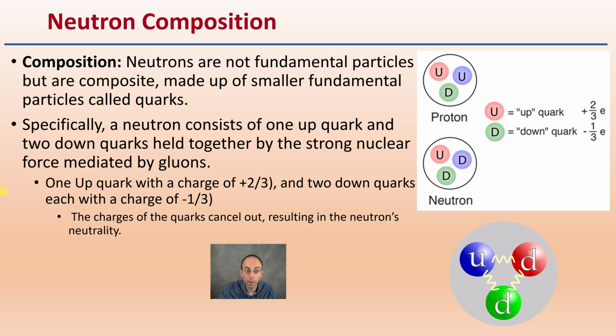So if we do the math here, we have one up quark with a positive 2/3 charge and two down quarks with a negative 1/3 charge. Essentially, 2 times this plus this results in a neutral charge, or essentially no charge. So that's why neutrons, as a way to remember them, are neutral.